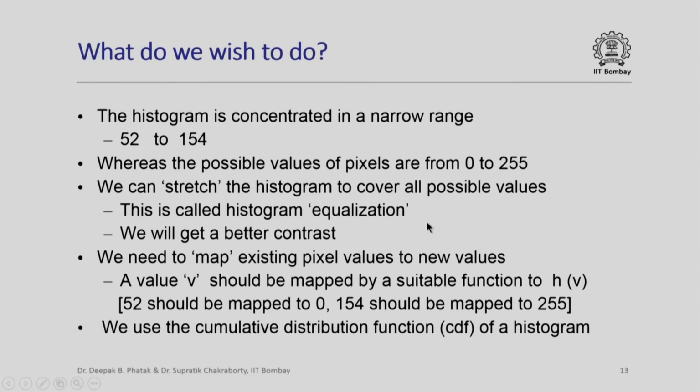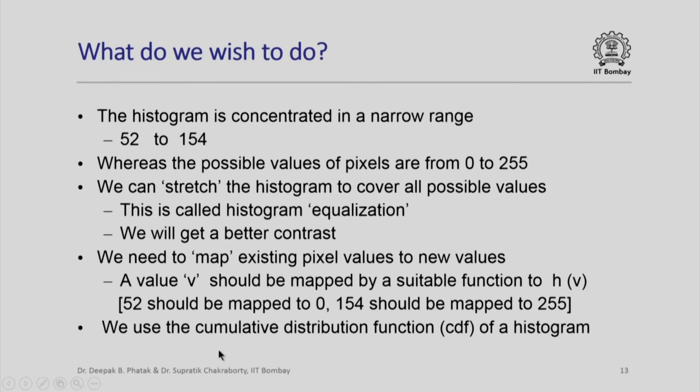What we need to do is, given the pixel values in an image, we calculate the histogram, we find out some method of mapping an existing pixel value to some new value. A value v should be mapped by a suitable function h of v. So, original value v should become h of v. For example, we would like 52 to be mapped to 0, 154 to be mapped to 255. Of course, we cannot arbitrarily move values from one end to another. All the values which are so transformed must be transformed in proper harmonious relationship with the entire image, and that is the reason why we use histograms.